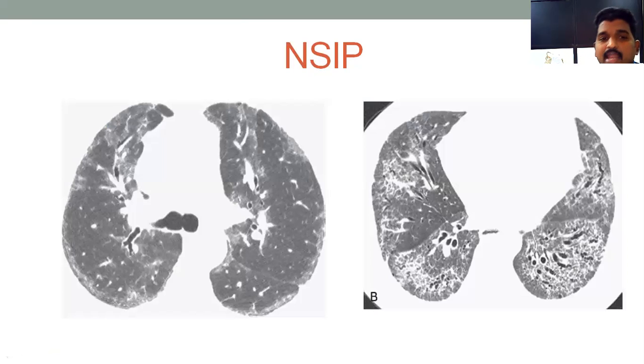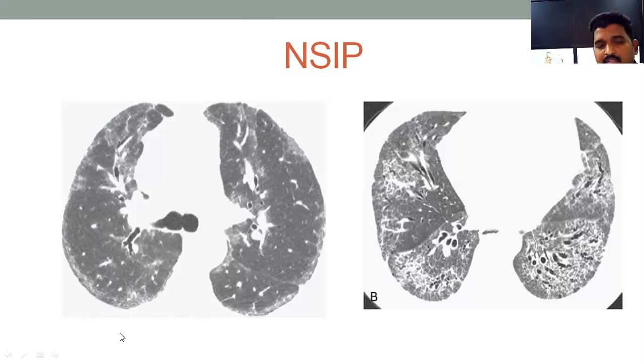As I already told, NSIP gives more of ground glass opacity. Here you could see NSIP, typical subpleural location is there. Same thing, predominantly lower zones, symmetrical subpleural location is there. But you could see the classical ground glassing. You are not seeing any traction bronchiectasis. You are not seeing any evidence of honeycombing. You are not seeing any other airspace opacities.